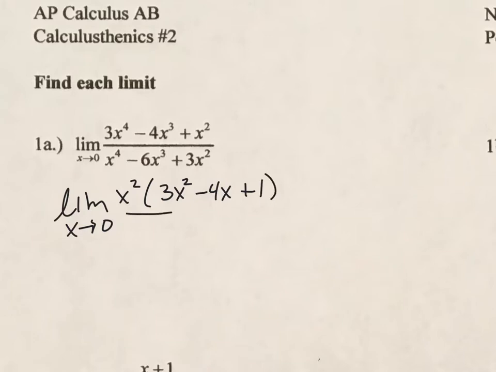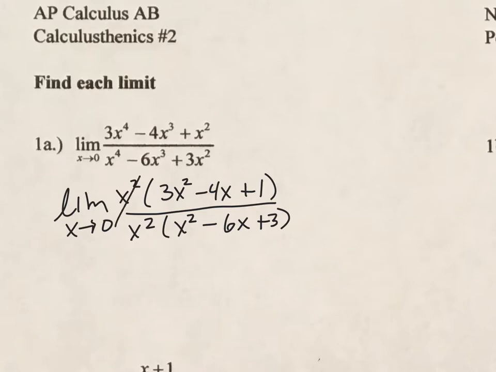All right, and then let's do that same thing on the denominator. Let's factor out an x squared. So x to the fourth divided by x squared is x squared. And then minus 6x cubed divided by x squared is 6x. And then 3x squared divided by x squared is 3. All right, so now you'll notice that we have the common factor of x squared that'll divide out. So let's go ahead and cancel that.